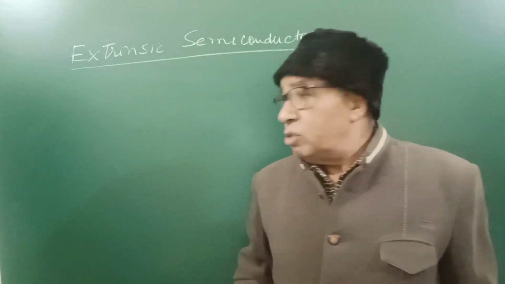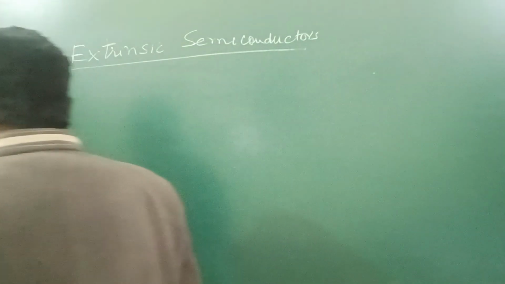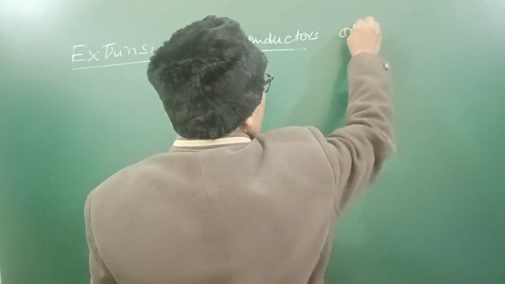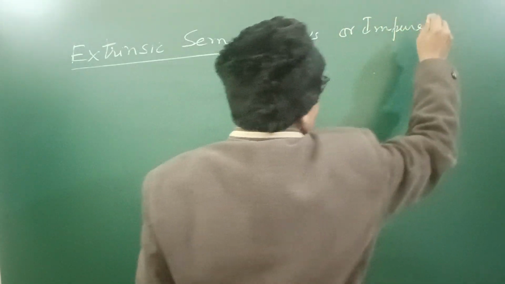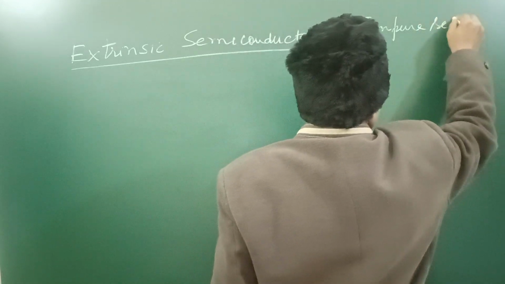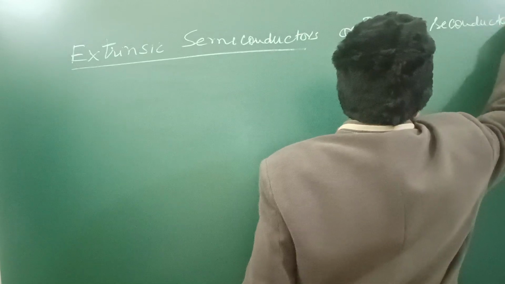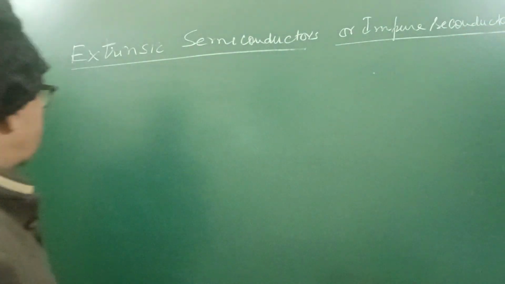Well, dear friend, now in this video I will take extrinsic semiconductors. So, which are extrinsic semiconductors? Extrinsic or impure. They are also called impure semiconductors.